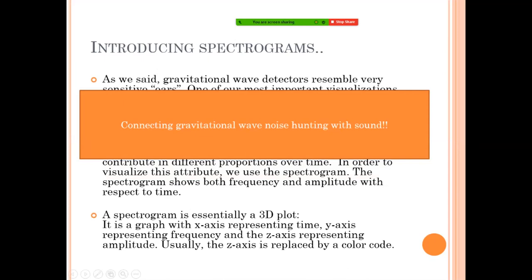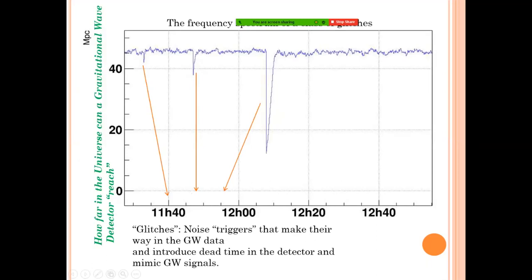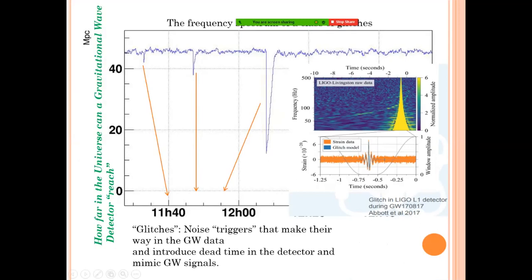What is glitch hunting about? These noise triggers that make their way into our data and introduce dead time in the detector and mimic gravitational wave signals. I would like to focus a little bit on this plot, and I will be finishing in 2 minutes. You see the line here? Yes. This is a spectrogram. Now you know what this is. So you can understand what this plot shows.